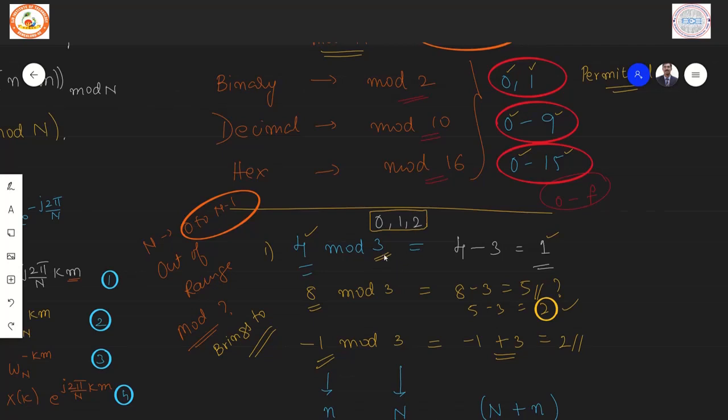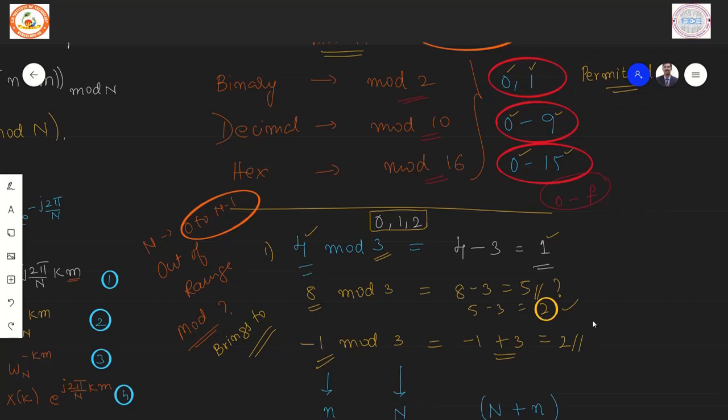Therefore, to correct the number, we subtract N, which is 3 here, from 4. 4 minus 3 gives you an answer which is 1. One more example. This one is in the range, so this is fine. Now if you take the value 8 mod 3, subtracting 3 once gives you the value 5. Is 5 in range? No, obviously not. Therefore, we once again subtract 3 and the answer is 2, and that is in the range, so that's the answer.